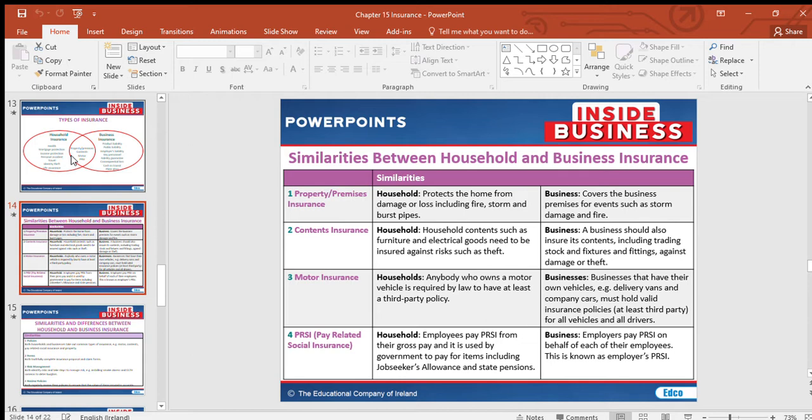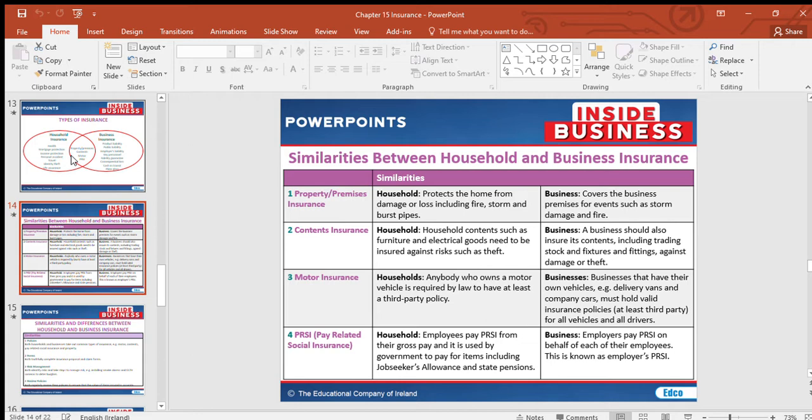So for contents insurance, for personal, it's household, your furniture, electrical goods, insured against, again, fire, flood, but theft as well, because generally it's more common for your items to be stolen rather than somebody trying to physically steal a building, apart from ATMs. They're still an item anyway.